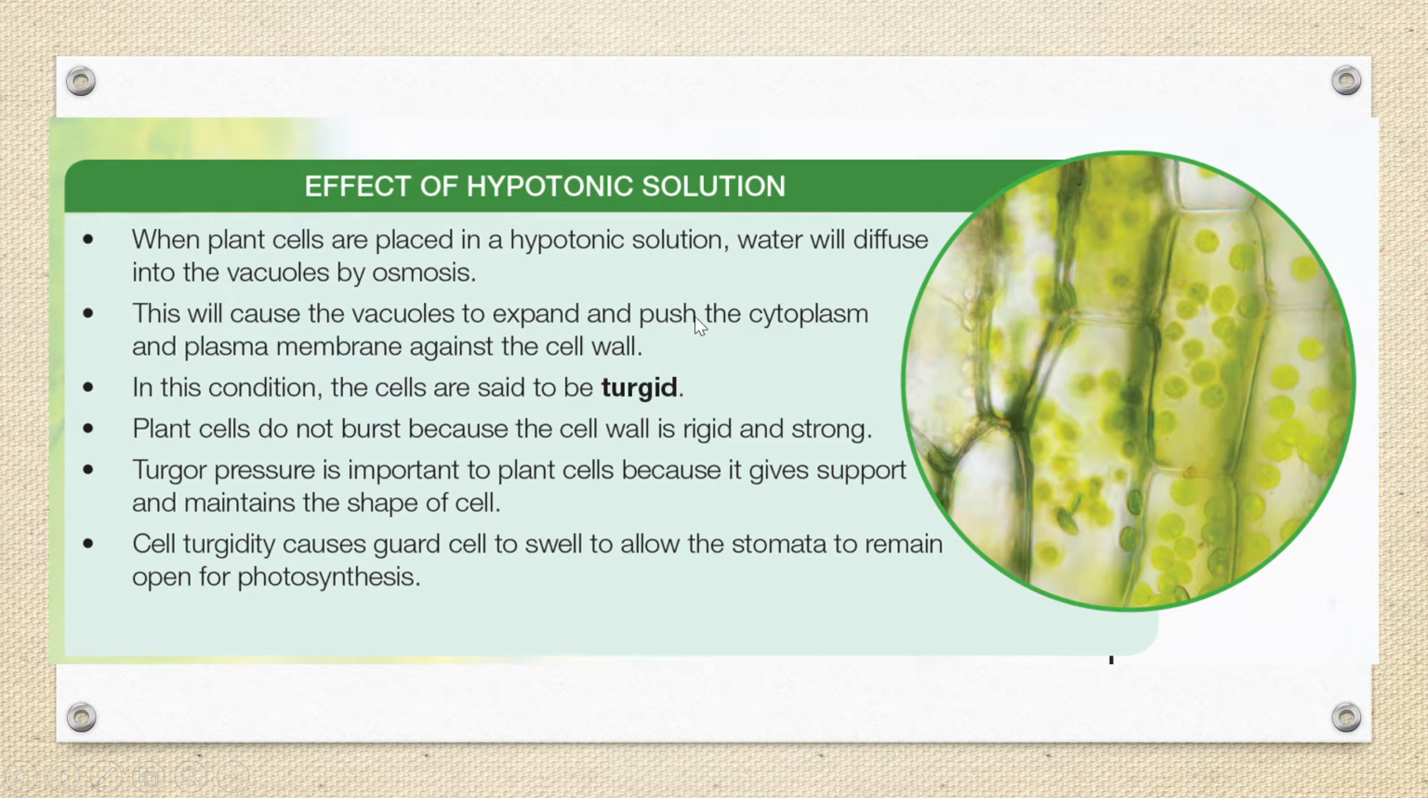So that means it's going to push the cytoplasm and the plasma membrane very near to the cell wall. Imagine all these forces coming from within, pushing the cytoplasm and the plasma membrane to the cell wall. Now you need to put this term in, where you say in this condition the cells are in a condition of being turgid. Maksudnya dia tidak lembek, tidak flaccid. So we say the cells are now in turgid condition.